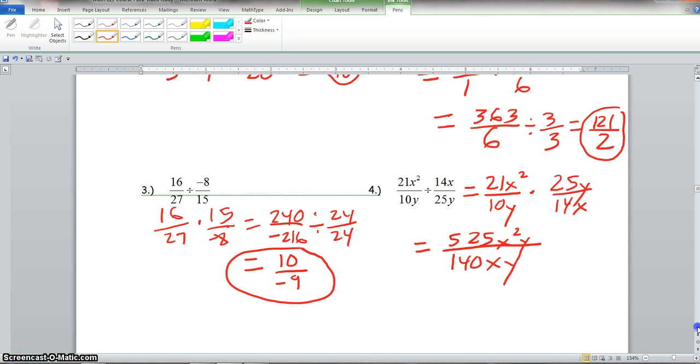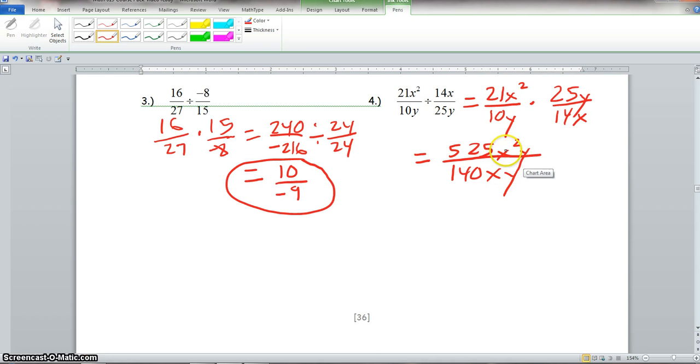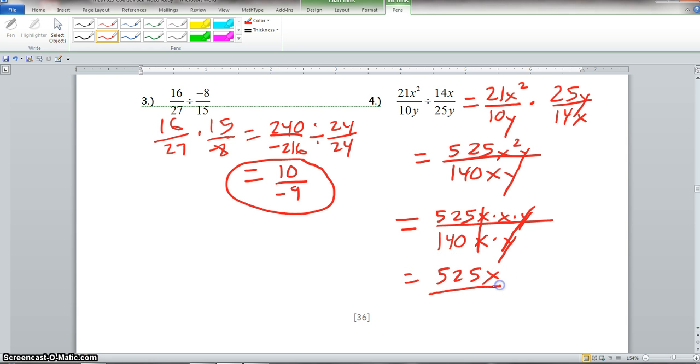Now remember, in the last problem we encountered like this with the variables, I just told you to expand the variables first before we even got into doing the greatest common factor of the numbers. So we had x squared, which would be x times x, and we have our y, and then we have xy here. These x's will simplify out, these y's will simplify out. So we have 525x all over 140. Now we need to divide these numbers by their greatest common factor, which is 35.